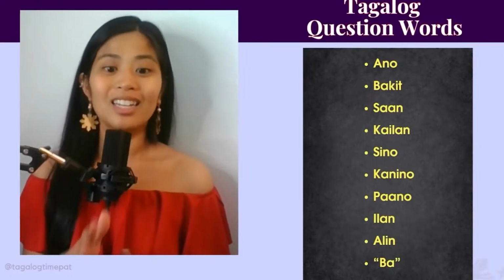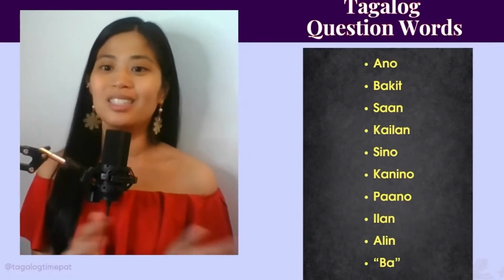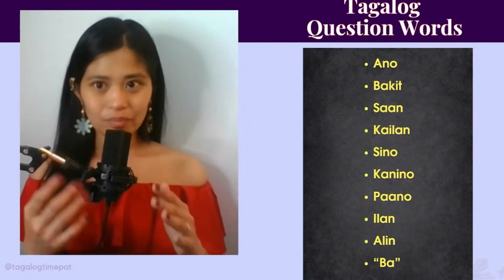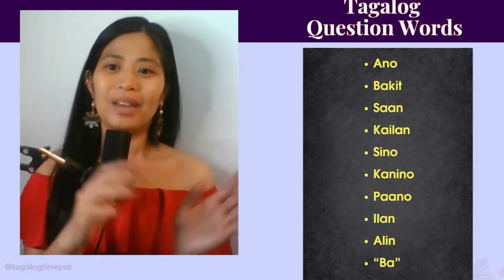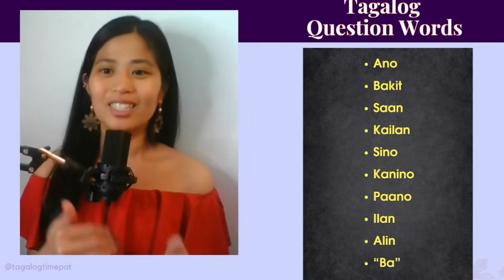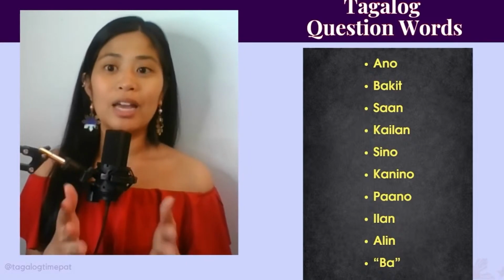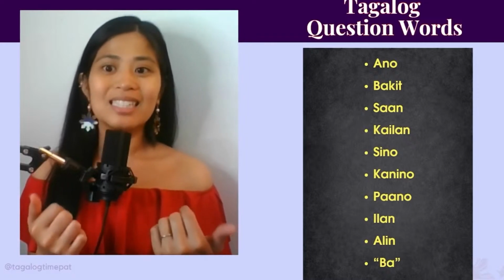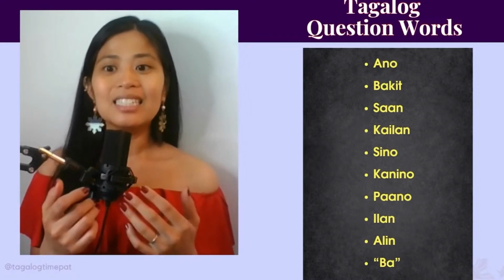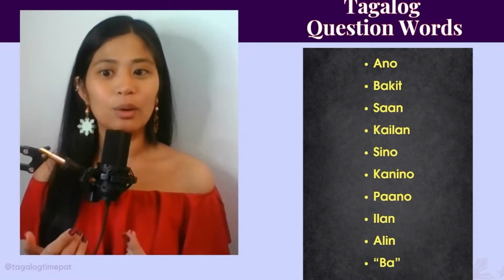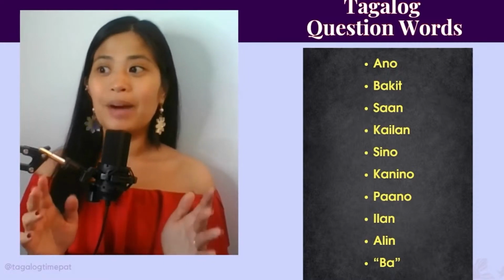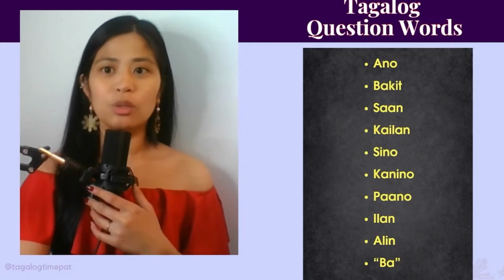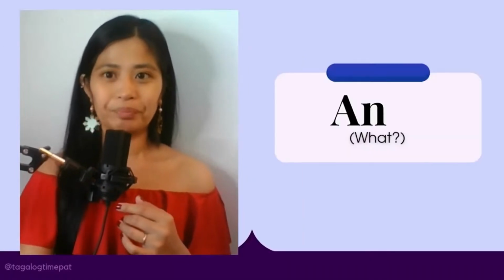So here are some Tagalog question words. There are a lot, and then we're going to be talking about them and some variations as well. So let's just go through them. They don't have the translation just yet, but as we go through them, the translation will pop up as well. So, ano, bakit, saan, kailan, sino, kanino, paano, ilan, alin, and ba. These are all of the question words that we're going to be talking about today.